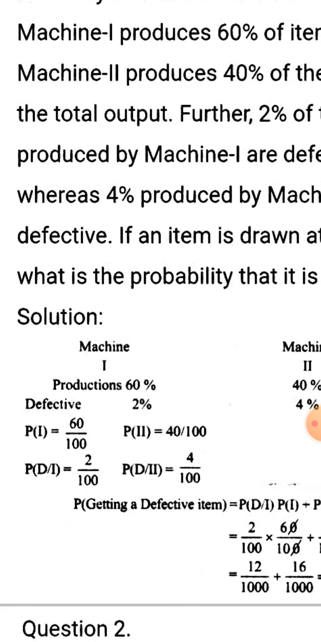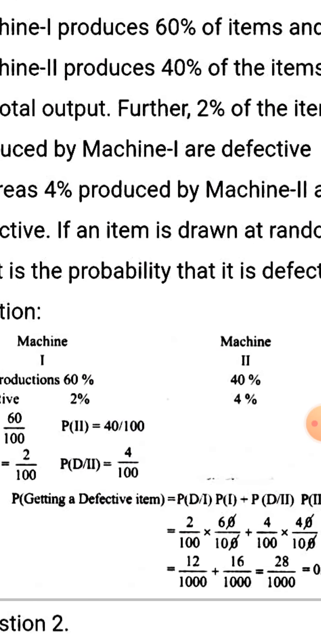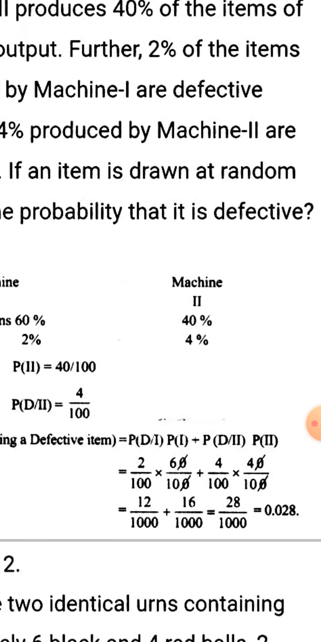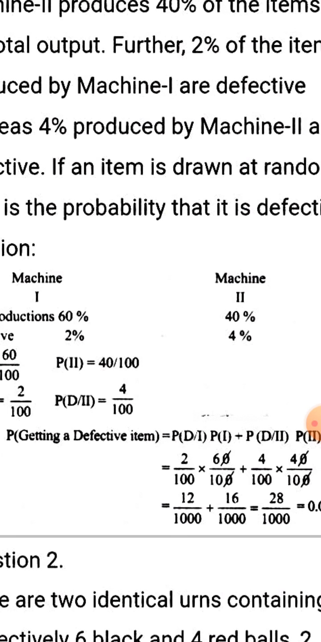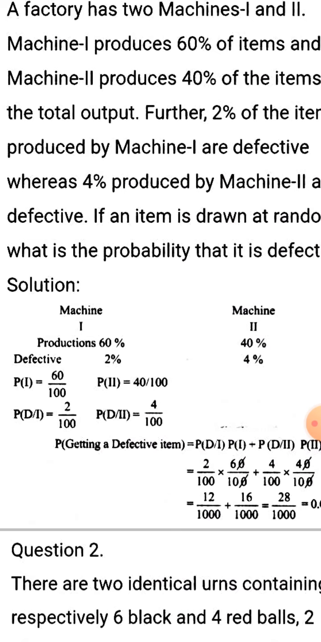So what is the question? What is the probability that it is defective? P of getting a defective item is equal to the defective percentage of the first machine multiplied by its production percentage, plus the defective percentage of the second machine multiplied by its production. So P of D by 1 into P of 1 plus P of D by 2 into P of 2. That is 2 by 100 into 60 by 100 plus 4 by 100 into 40 by 100.